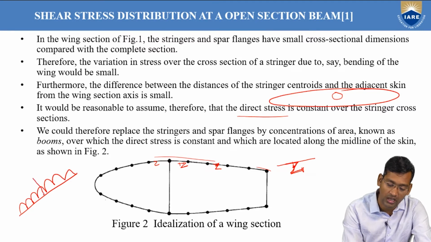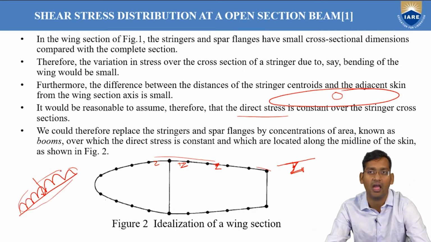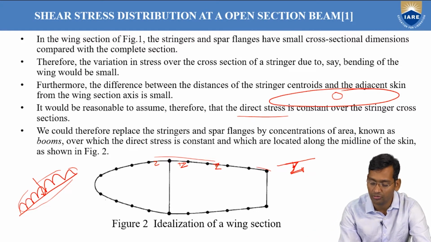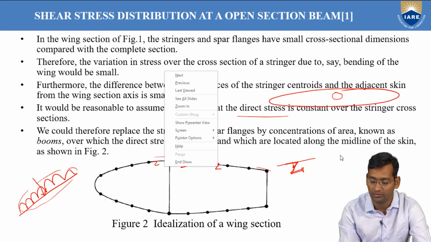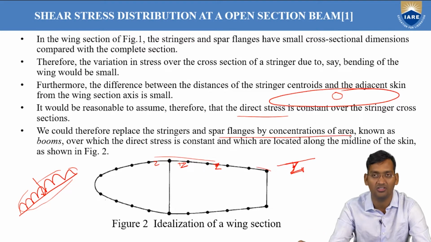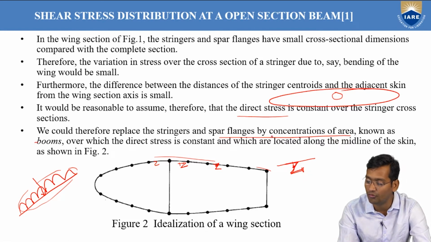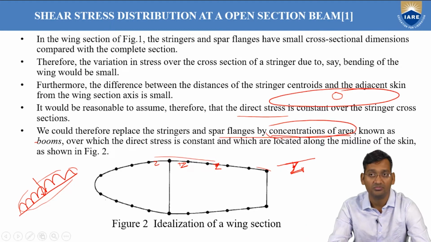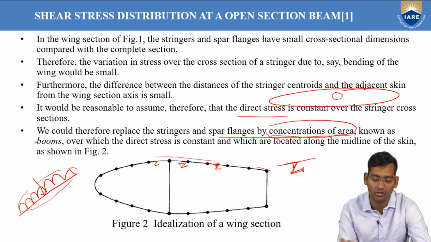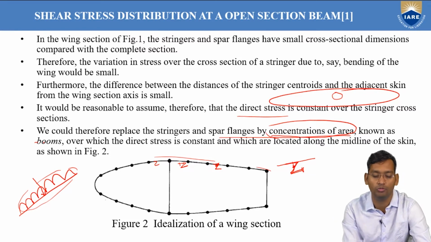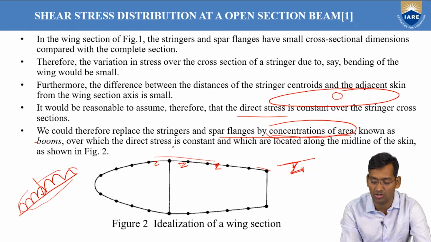What we are assuming is that the load acts at the midpoint. In the same way here, we assume it acts at the centroid, which is very close by. So that concentration of area is known as a boom. We could therefore replace a stringer and a spar flange by a concentration of area, right? So instead of a stringer and a spar, we have the concentration of area known as booms.